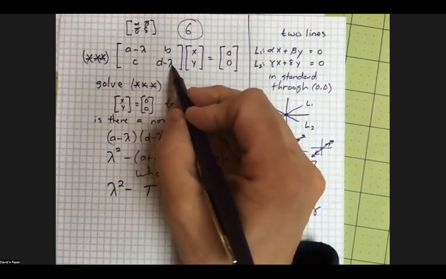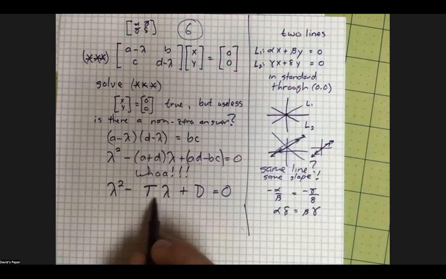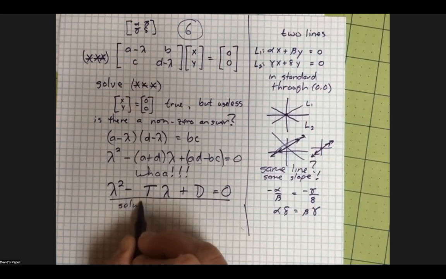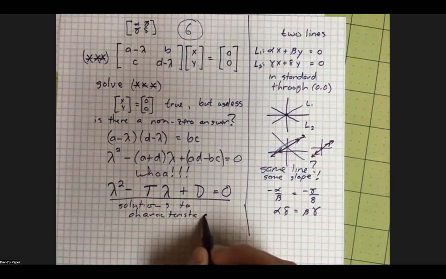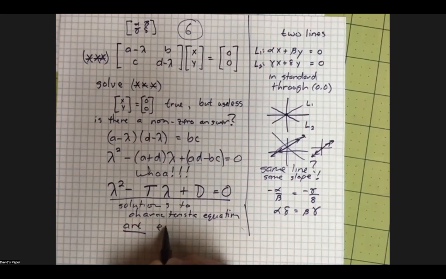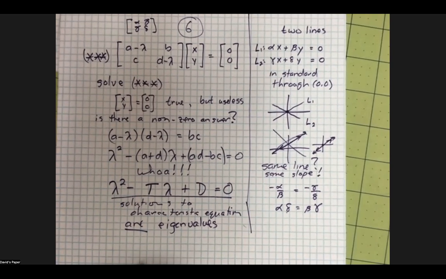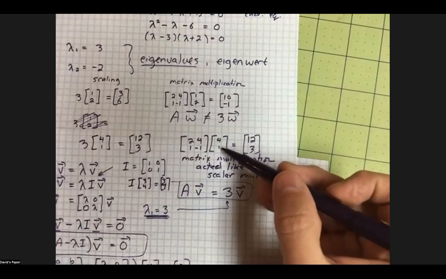So the magic lambdas that do this job for me are the eigenvalues. The solutions to the characteristic equation are the eigenvalues. And now one more surprise is going to come out. Where did I get this very sympathetic 4, 1?